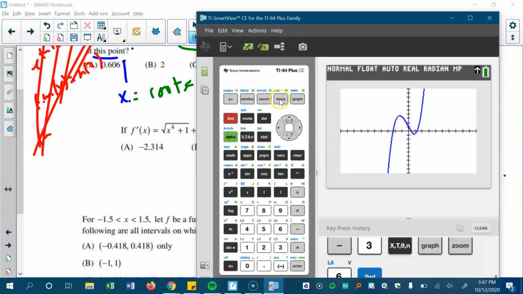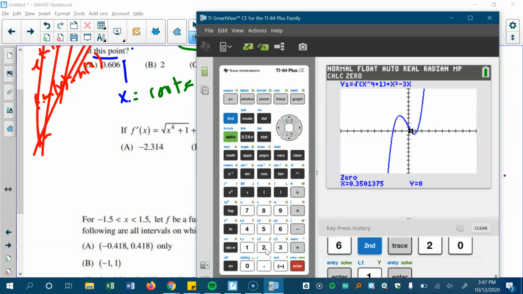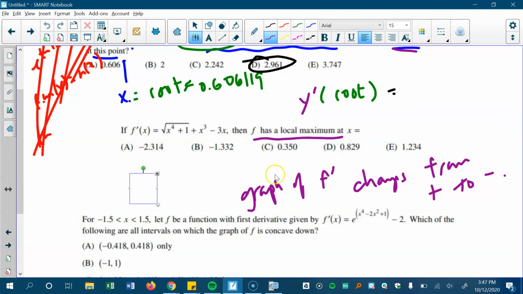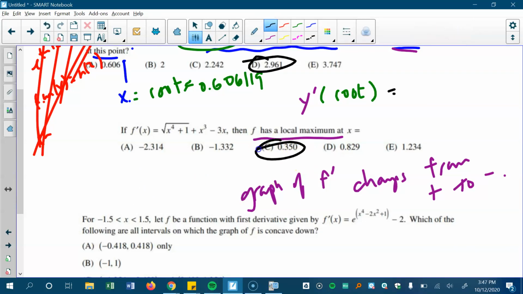So let me go and do a root on this. Let's type in 0, and then 1, and then guess. Oh yeah, that's 0.35. Excellent. So that looks like it's going to be C. My answer is C here. And again, what I did is I did y equals, and then I did a root.